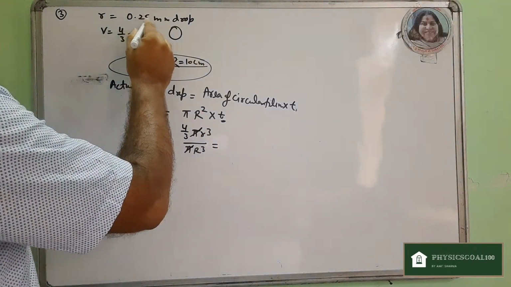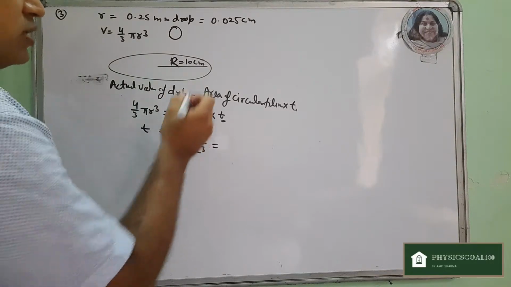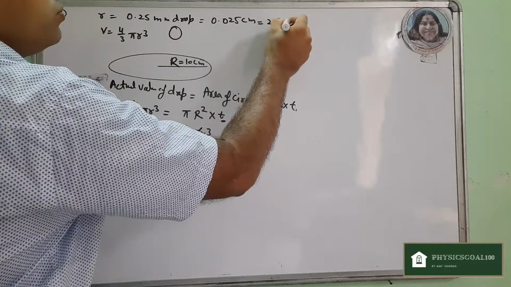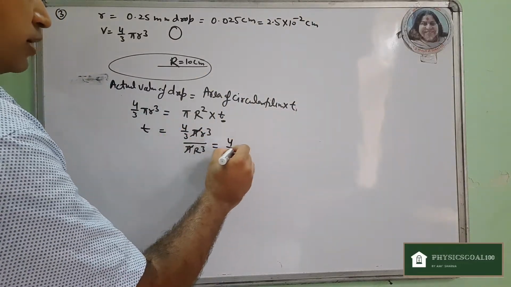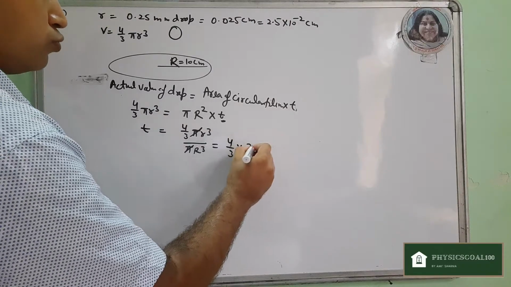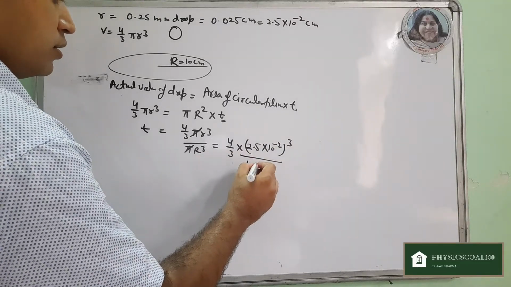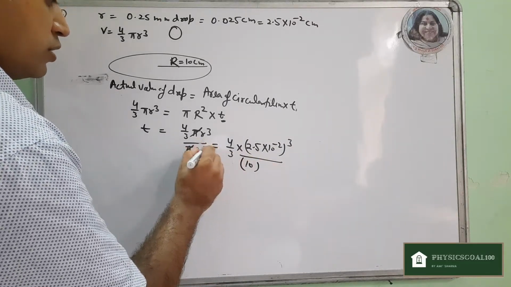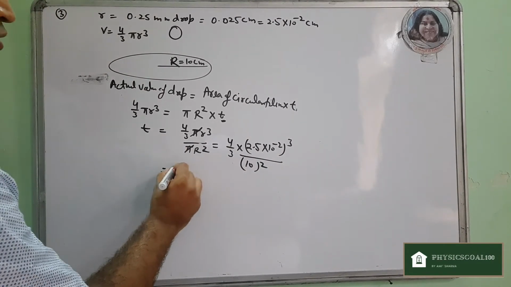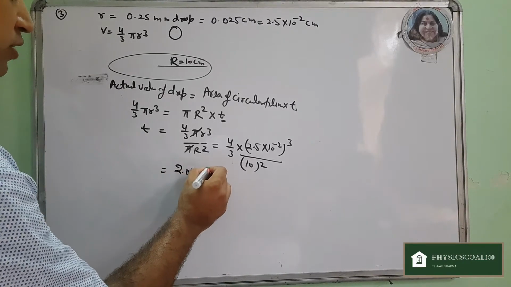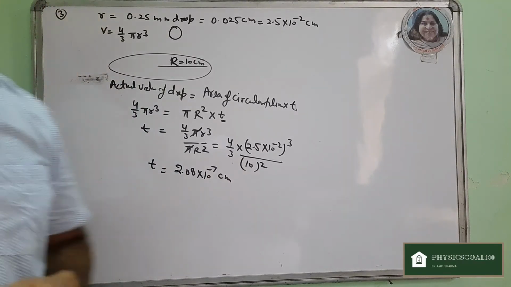This 0.25 millimeter is 0.025 centimeter, so it is 2.5 into 10 की power minus 2 centimeter. And R is already given in centimeter. So here I will substitute 4 by 3 into 2.5 into 10 की power minus 2 whole cube upon 10 square. So this will come out to be 2.08 into 10 की power minus 7 centimeter, that is 2.08 into 10 की power minus 9 meter.